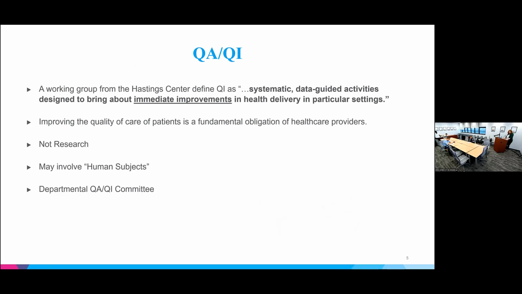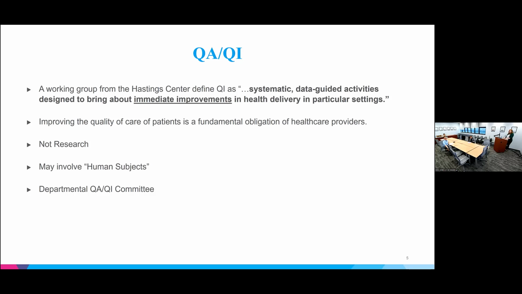A working group from the Hastings Center defines them as systematic, data-guided activities designed to bring about immediate improvements in health delivery in particular settings. So this doesn't meet the definition of research because while it may be systematic, it's not considered generalizable since it's designed to only impact Mount Sinai and improve the quality of care.